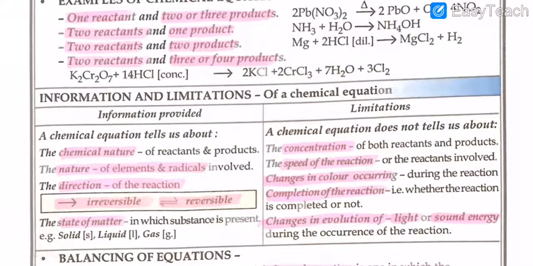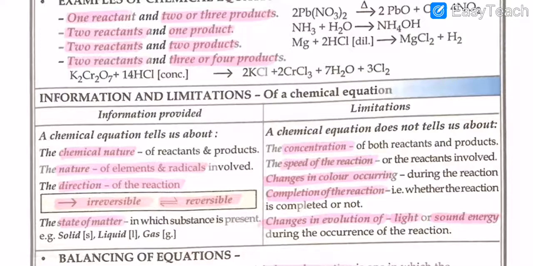Now, information and limitations of a chemical equation. Information provided is the chemical nature of reactants and products, the nature of elements and radicals involved, the direction of the reaction, and the state of matter. Chemical nature means what nature it is in. The limitations are the concentration, the speed of reaction, the change in color, and all of that.